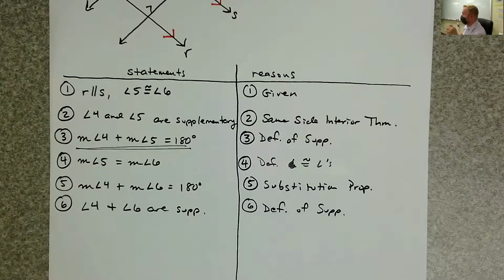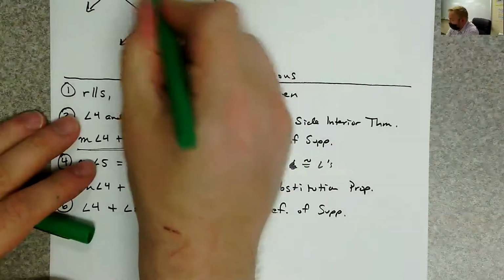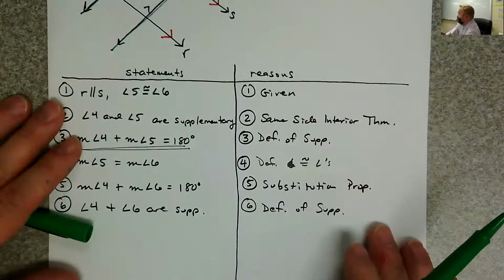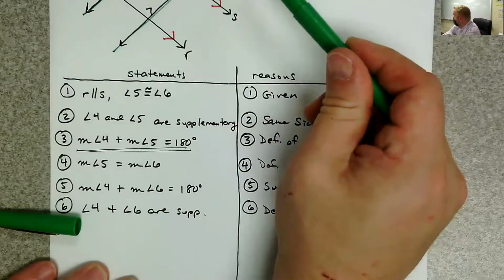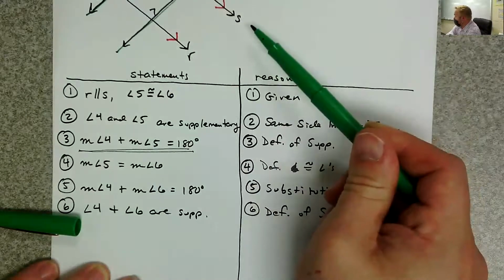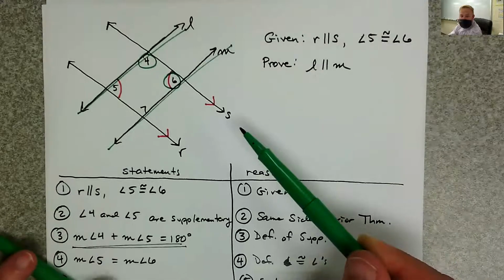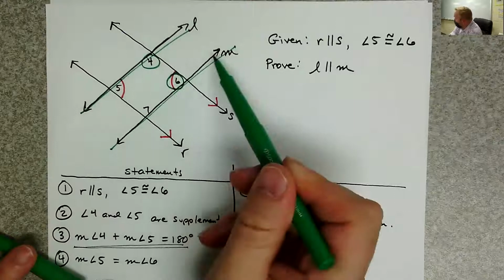Okay. If angle 4 and angle 6 are supplementary, are 4 and 6 same side interior for L and M? 4 and 6 are same side interior for L and M, right? If S is the transversal. Maris, what's up? Oh, thank you. Sorry, thank you. She's over there going like, 4 and 6 are same side interior for L and M.